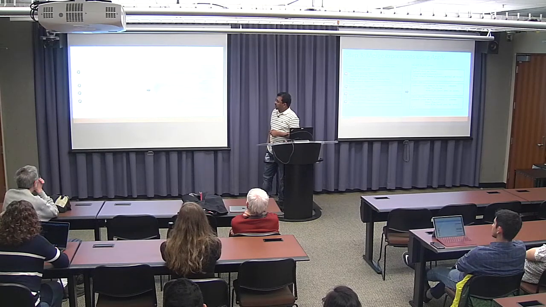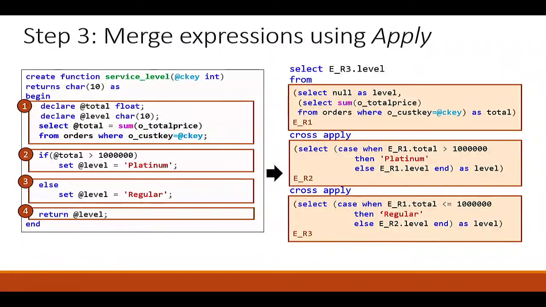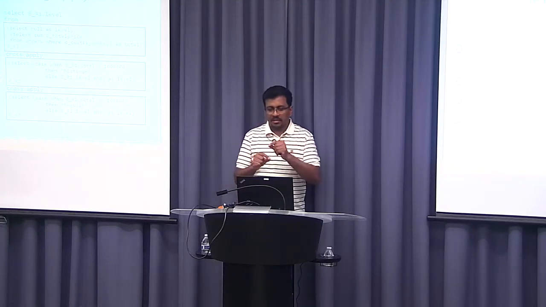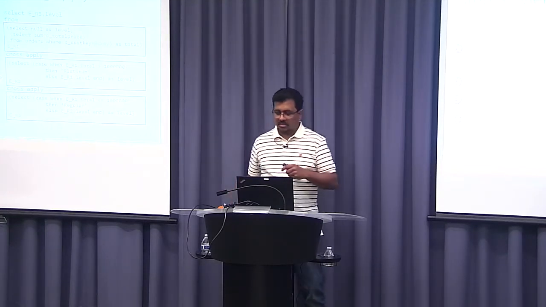So if we want to use a variable, let's take the example of total. The total variable was written here, and I'm using it in the second block. So basically there is a data dependency. These data dependencies can be preserved because now you have this aliasing mechanism and this whole dependent join thing, which will allow you to use the value of a variable here in the subsequent block. So I'm using E_R1.total, which will give me the value from the previous block and so on. So we can preserve all the data dependencies using this apply operator to stitch together these individual expressions into one expression.